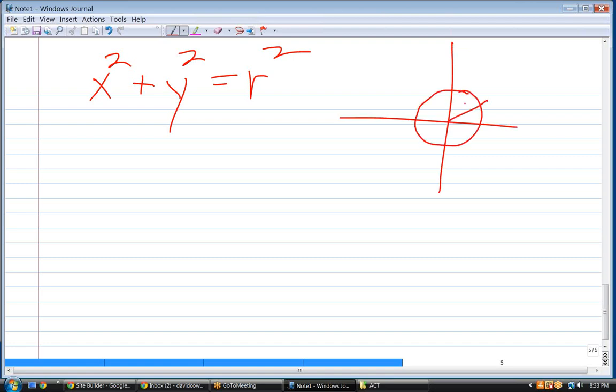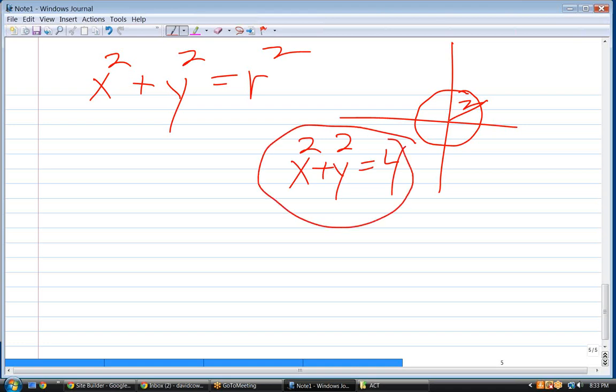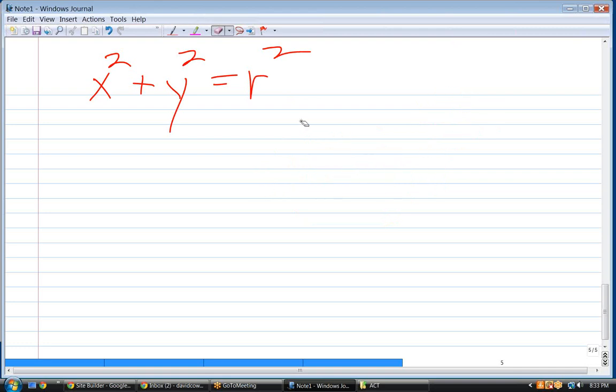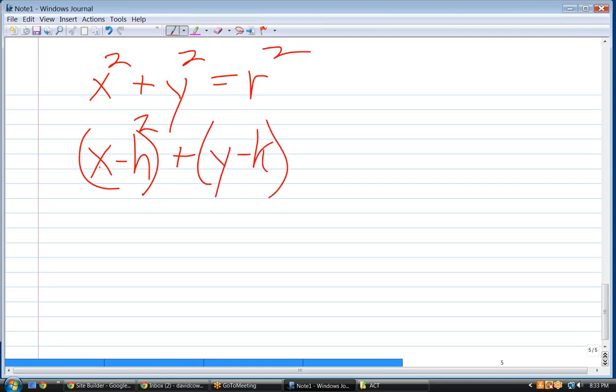If I have a circle of radius 2, then the equation of this circle is x squared plus y squared equals 4, radius squared. That would be the equation of that circle. Okay? If I move it off the origin to some point h and k, then the equation becomes this. Very similar, only it's x minus h and y minus k.